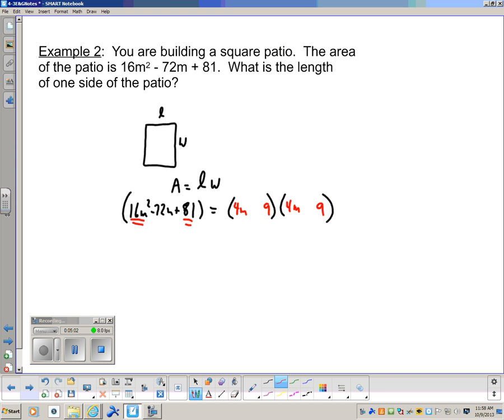And then what times what gives me a positive but adds to give me a negative here? It has to be a minus and a minus. So then I'm going to check my inners and my outers here. This is negative 36m. This is a negative 36m. Does a negative 36m plus a negative 36m give me a negative 72m? Yes. So, it says what is the length of one side of the patio? 4m minus 9 is one side length of the patio.